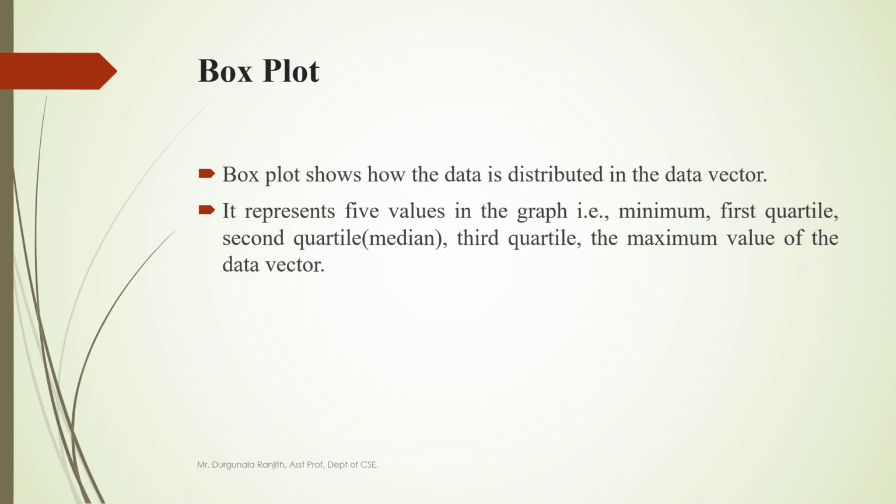Now let's understand the box plot. The box plot shows how the data has been distributed in a data vector. Normally it represents 5 values in the graph: the minimum value, the first quartile value, the second quartile value, which means the median value, the third quartile value and the maximum value. So these values are represented in a data vector by using the box plot.